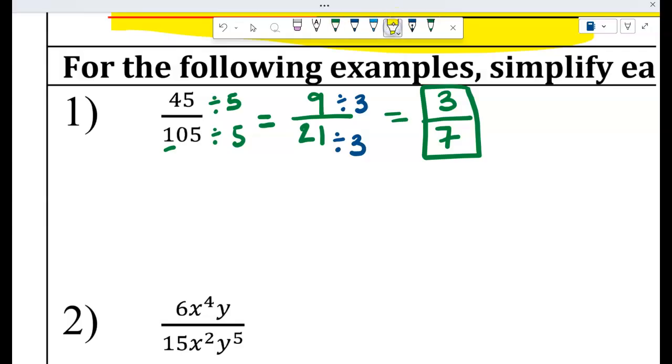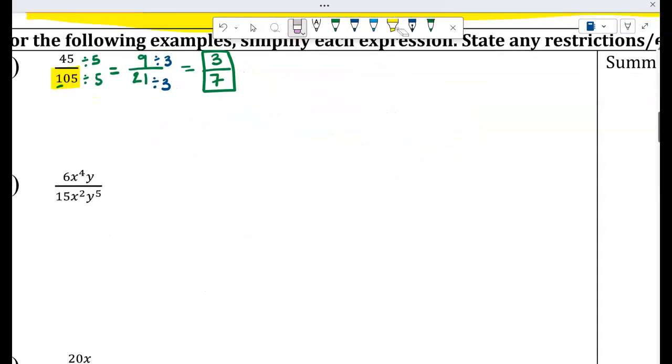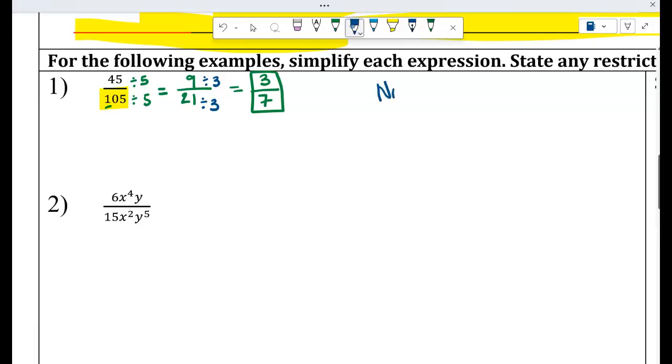Now, excluded value, right? The denominator can never ever be 0. Well, 105, guys, is never ever 0. So for this one, we have no excluded values, okay?